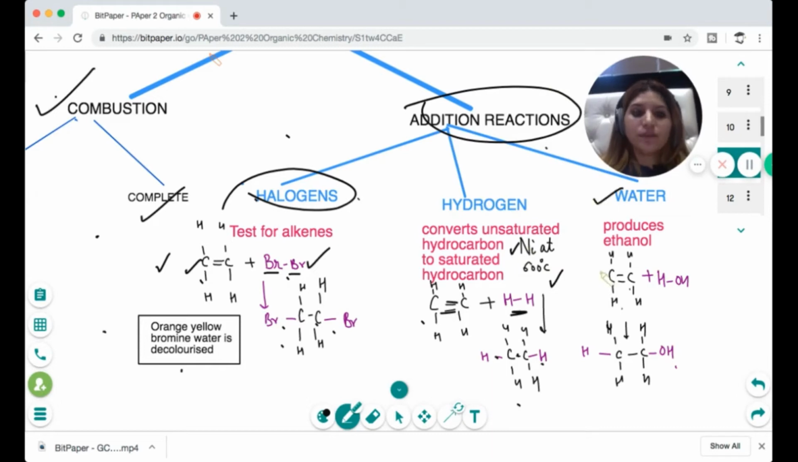For water, when you react it with water, the double bond breaks into a single bond and hydrogen goes on one side, OH goes on the other side. So ethene produces ethanol. So by addition reaction from alkene, you can get haloalkanes, you can get alkanes back, and when you use water, you can get alcohols. Okay, so these are all the reactions of alkene. Make sure you are able to write all these reactions.